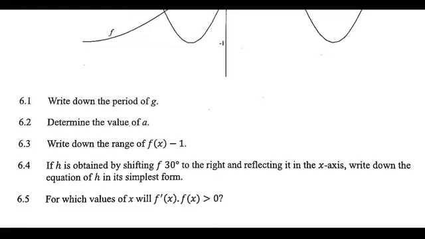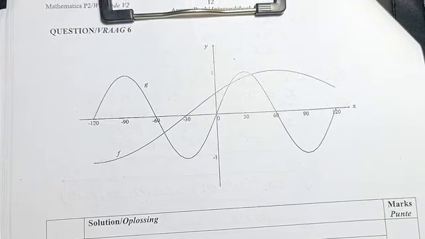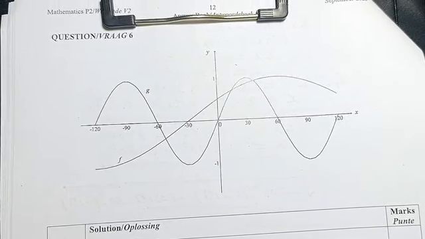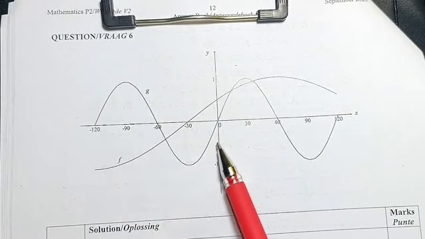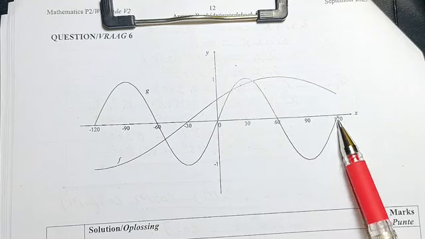6.1. Write down the period of g. First of all, you need to analyze the graph of g of x. So this is g of x. This is the g of x graph.